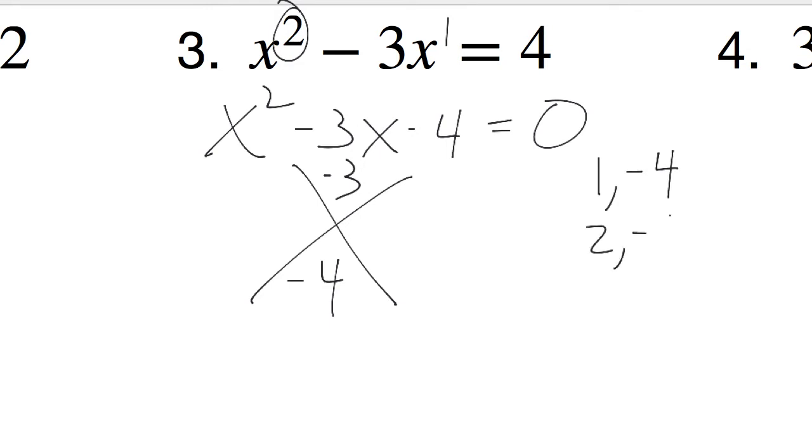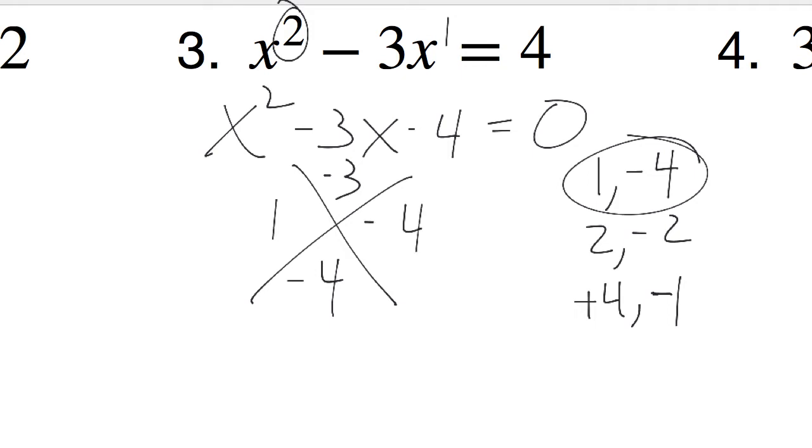And these numbers are negative 4, positive 4 and negative 1. So which of these adds up to negative 3? It's that first one. 1 and negative 4. So we can factor it. We get x plus 1 and then x minus 4.